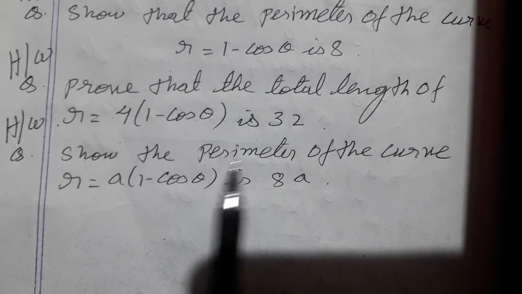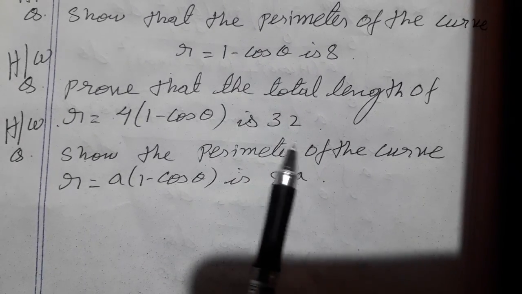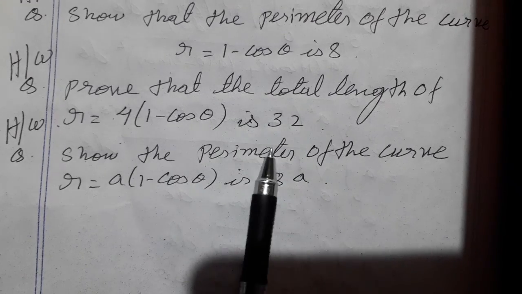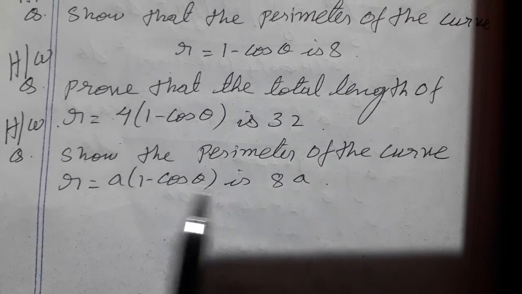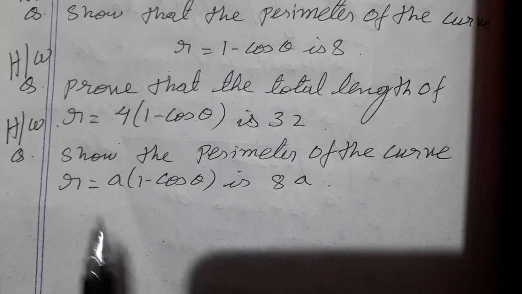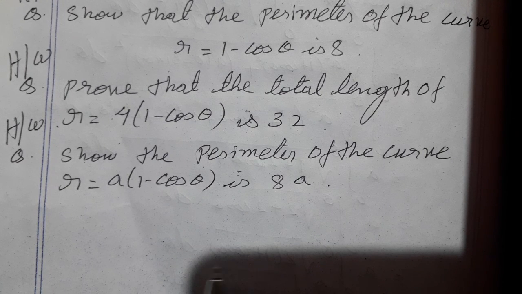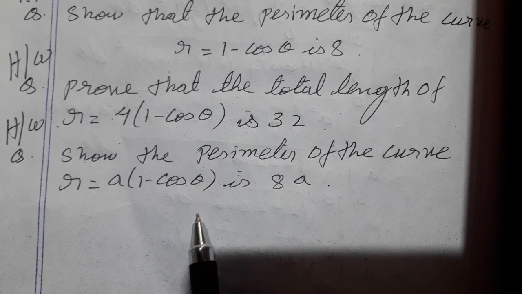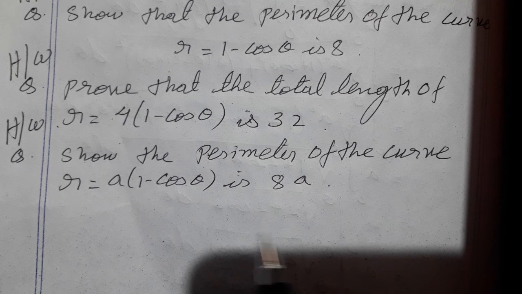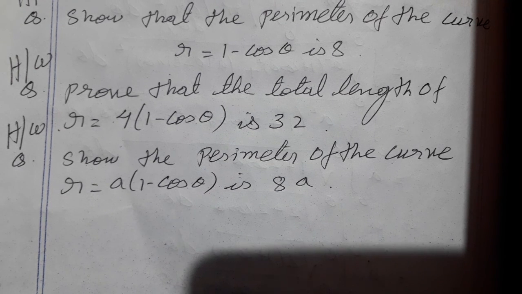In this question they are also asking the perimeter, that is nothing but the length of the cardioid. The cardioid equation is given here. You proceed similar to what I told you: required length equals 2 times the integration from 0 to pi of the square root of r square plus dr by d theta whole square, d theta. After that you integrate, then you get your answer.